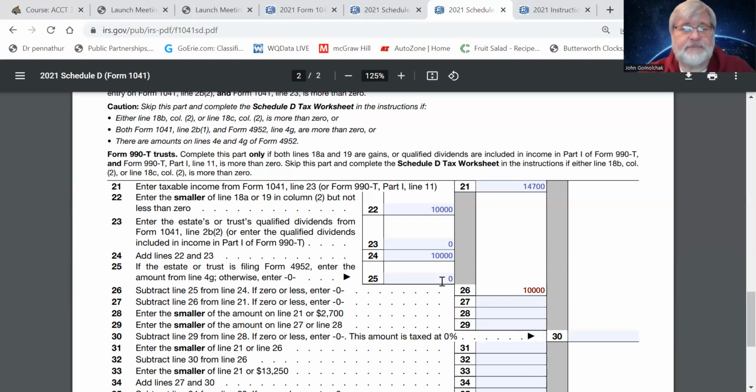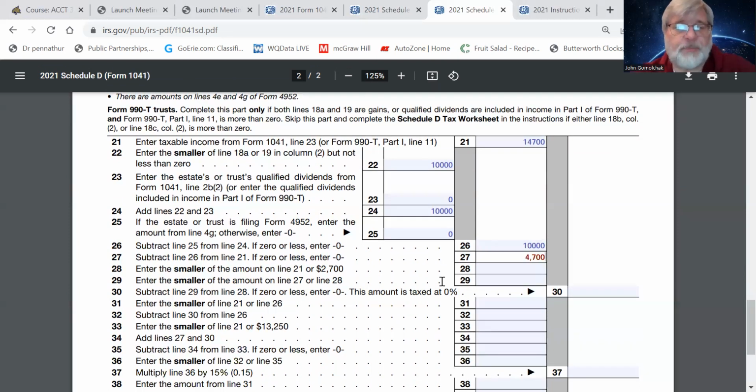Line 27, subtract 26 from 21. If 0 or less, enter 0. All right, subtract 25 from 24, excuse me, 25 from 24. I'm sorry, that's for line 26. All right. Line 27, subtract 26 from 21. So 14,700 minus 10,000 is going to be $4,700.